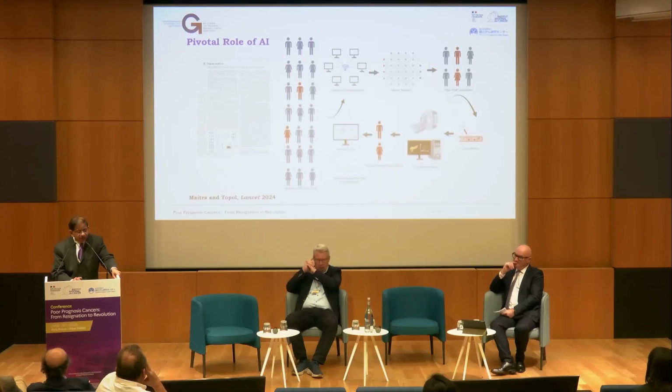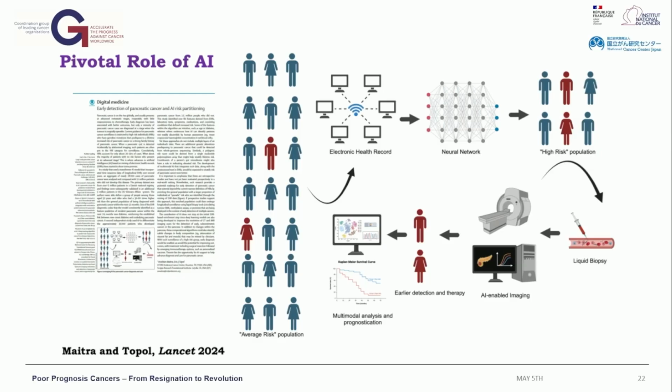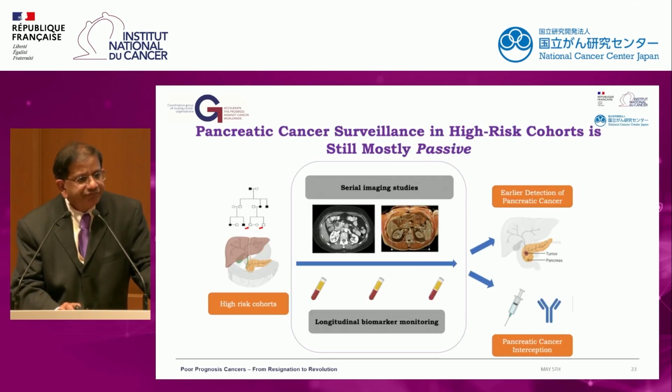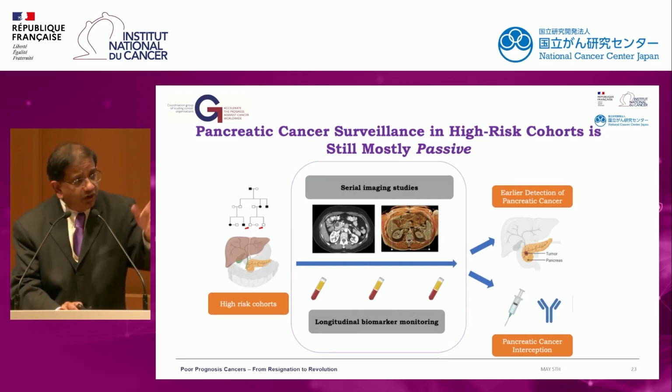And again, we wrote this little one-pager in Lancet last year on how AI can be used to enrich for sporadic individuals who are at risk, who don't have an obvious attributable cause, like a family history or a cystic lesion. You're welcome to read it. It's very short. And then my last couple of slides: surveillance for pancreas cancer still happens to be mainly passive. And we heard about this in the other talks as well.